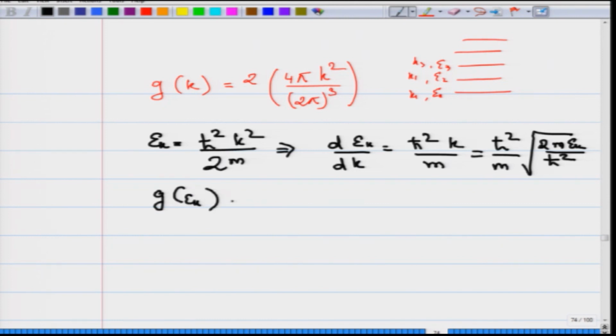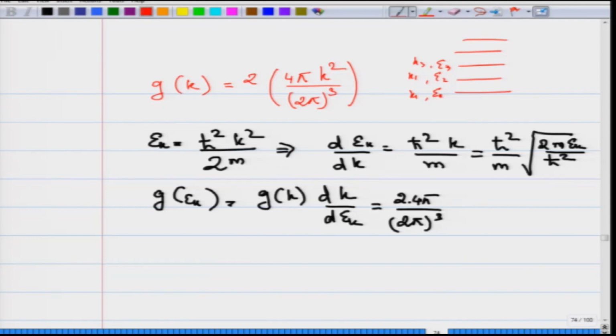So, G(E_k), which is G(k) dk by dE_k, can be rewritten as, you put in this 2 into 4 pi divided by 2 pi the whole cube. For k square, you can use k square is equal to 2m E_k by h cross square. From this expression you can put it here.